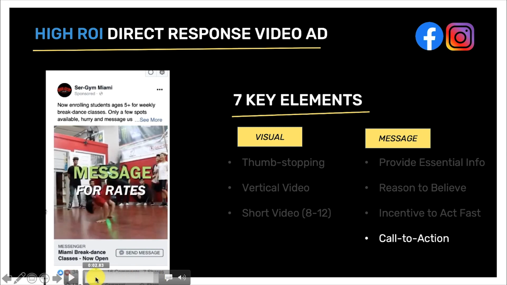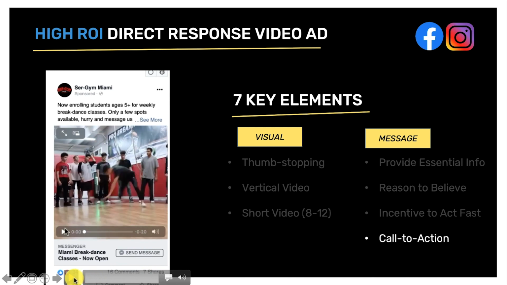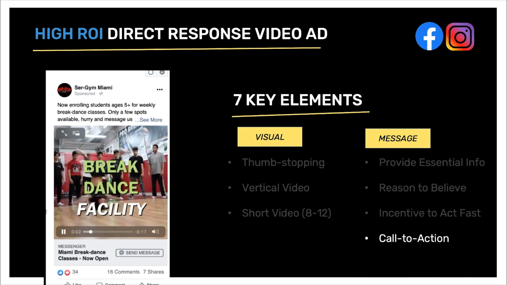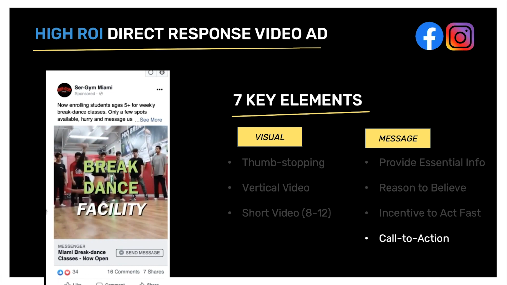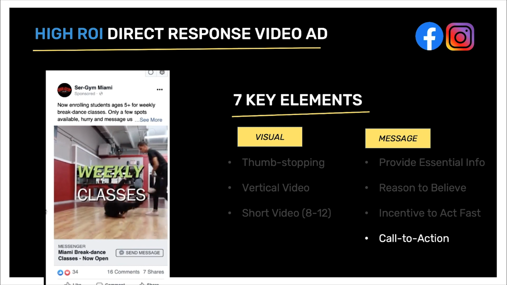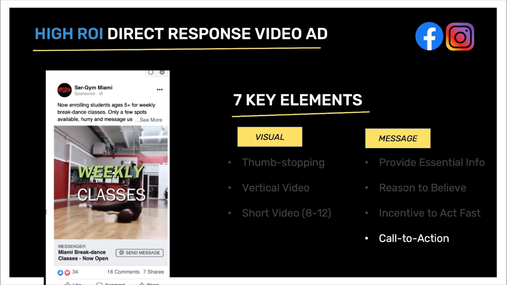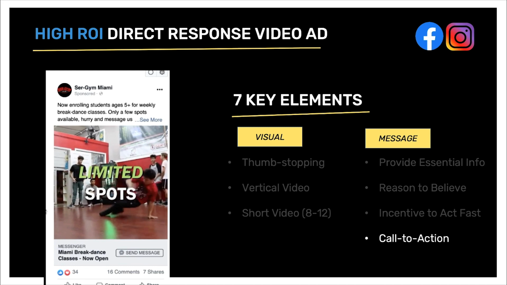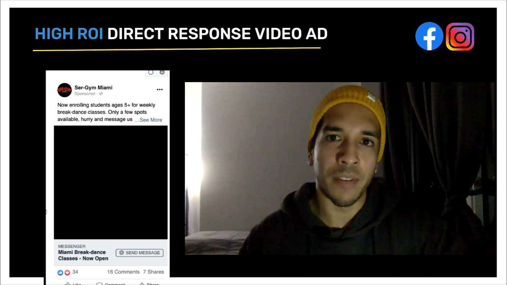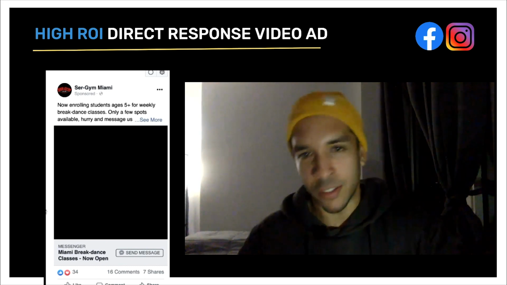So again, bringing it all together, the 7 key elements that your video needs to be high performing and drive high ROI: grab people's attention, be in the right format, be the right amount of time, give them the essential information, and then incentivize them to take an action and tell them exactly what you want them to do. And this is how you build a very high-performing video ad for Facebook or Instagram.